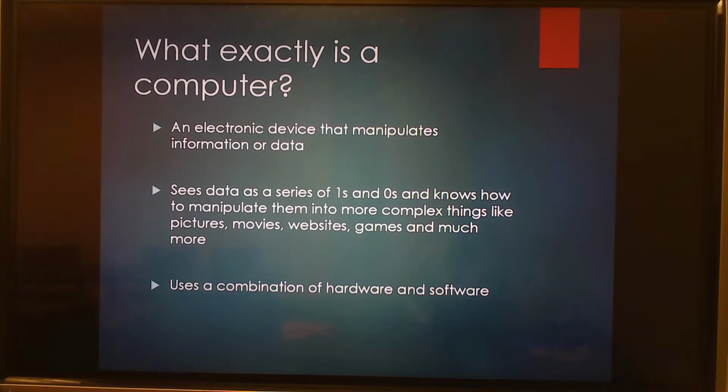What exactly is a computer? A computer is an electronic device that manipulates information or data. It sees data as a series of ones and zeros and knows how to manipulate them into more complex things like pictures, movies, websites, games, and much more. It uses a combination of things called hardware and software.